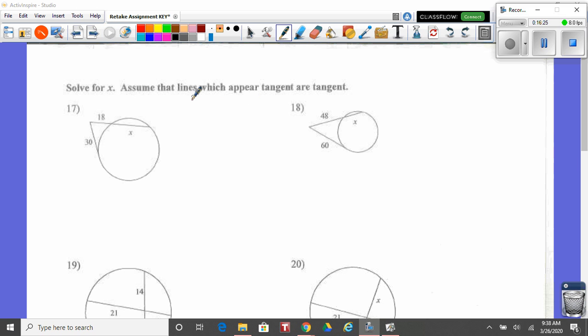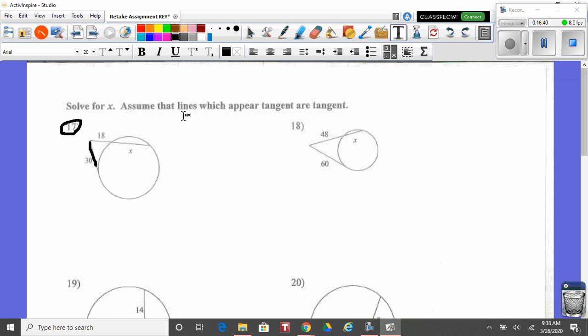For our final example for these segments, we have our last one in number 17. We have a tangent line right here, which is attached with the 30, and then we have a secant line, which has the 18 and the x. So to set up this problem, on the left side, we have the tangent times itself, so 30 times 30 equals the outside times the whole thing, which would be 18 plus the x.